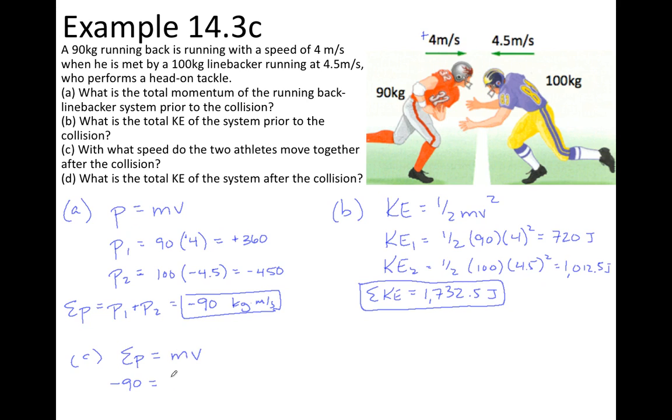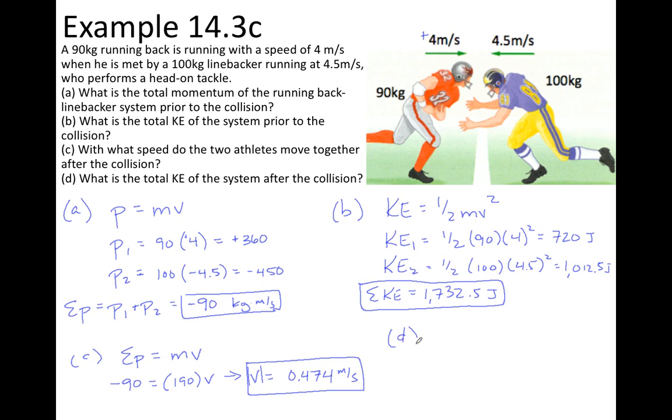one single object with a combined mass of 190 kilograms, and they're going to be moving with a speed of 0.474 meters per second. Now, this is just the speed. We should note that after the collision, they're going to move to the left, and they're going to move together. This is just the speed of the two players together.